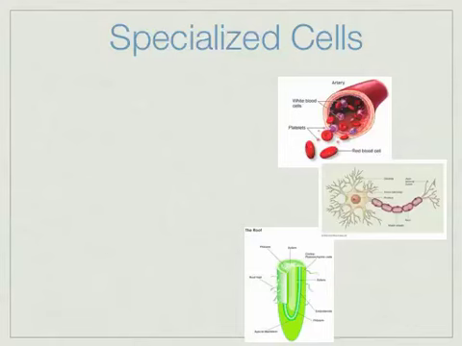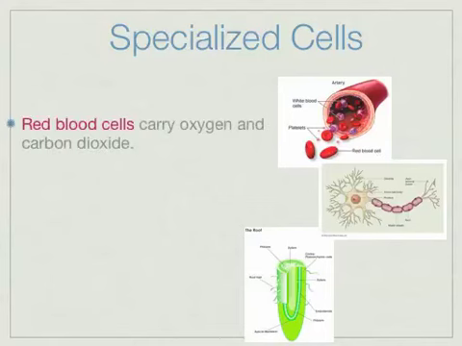So we're getting down into cells, and we're talking specifically about specialized cells. These are cells that have certain jobs to help an organism as a whole. The first type of specialized cell that we'll talk about is red blood cells. So this should be a review. Red blood cells carry oxygen and carbon dioxide. That is their purpose. That's the one job that they have in your body.